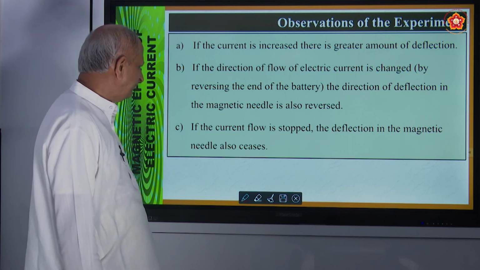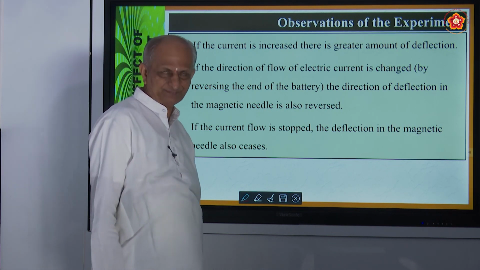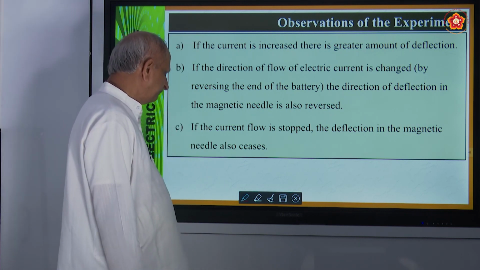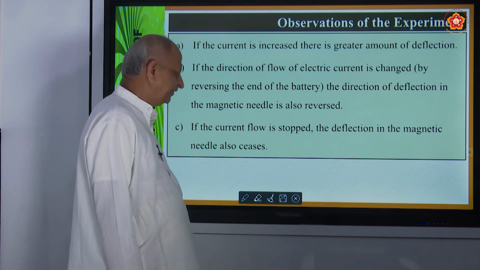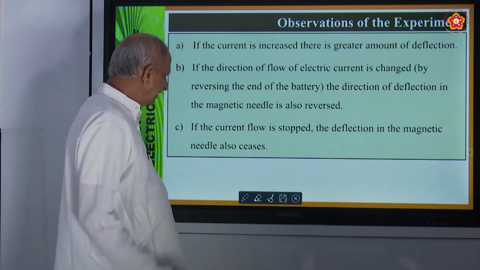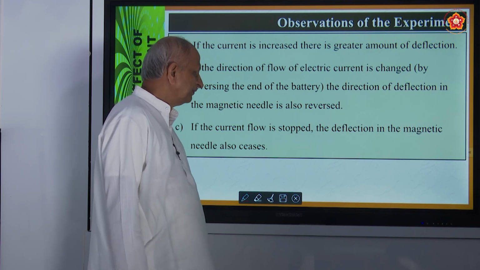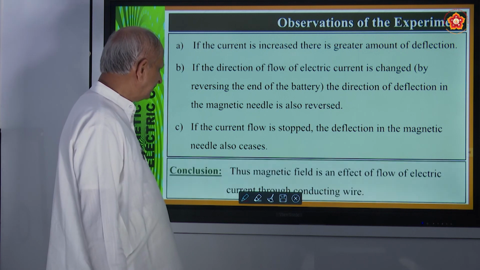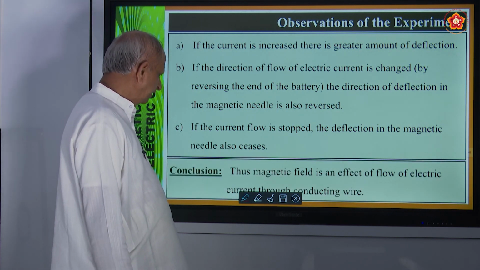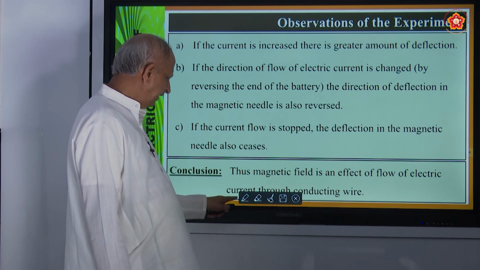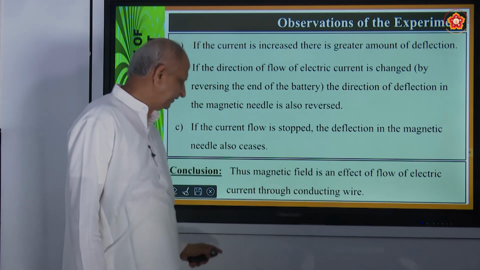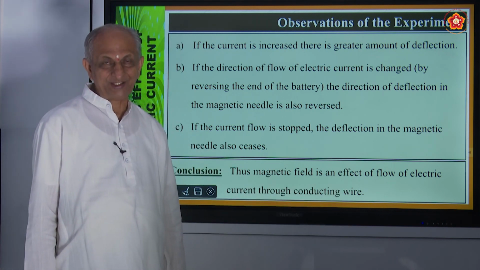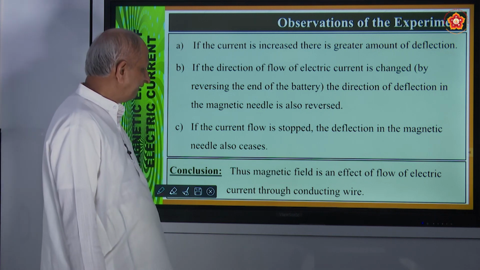Thirdly, if the current flow is stopped, what happens? The deflection in the magnetic needle also ceases, means stops. So only when current is there can you find the deflection. Means what? There is a relation between electricity and magnetism. So what conclusion can you give? The magnetic field is an effect of the flow of electric current through the conducting wire. The wire should be conducting.